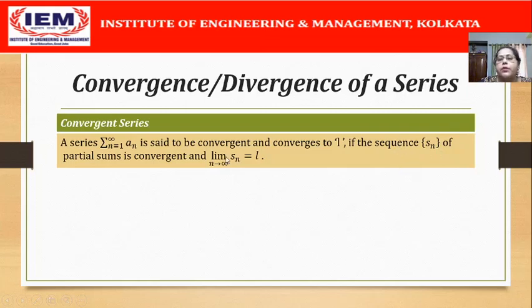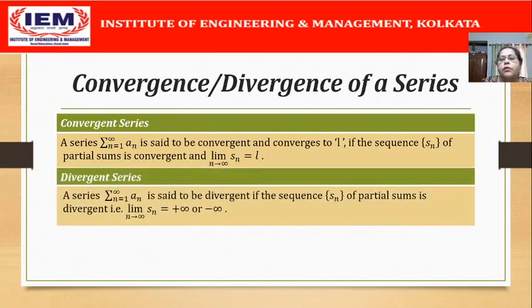Now, if this sequence Sn is convergent and converges to a limit L, then the series summation n equal to 1 to infinity An will be said to be convergent, and it converges to L. In fact, the sum of the series in this case is L. Similarly, for divergent series, we proceed in a similar way. If the sequence of partial sums is divergent, then we say that the series is also divergent.